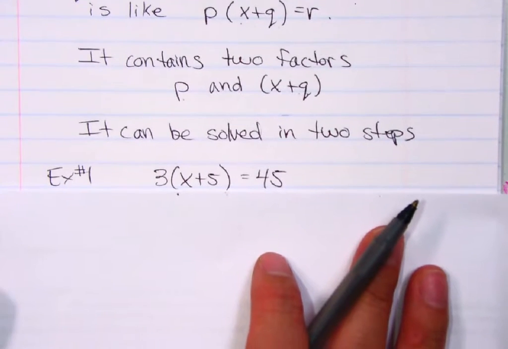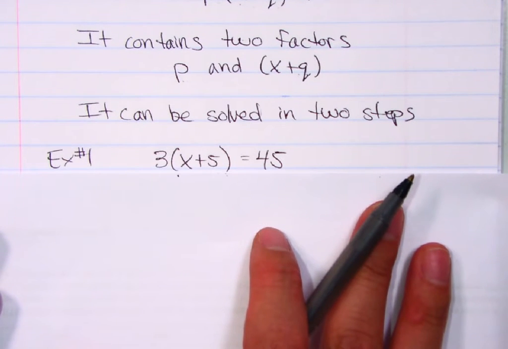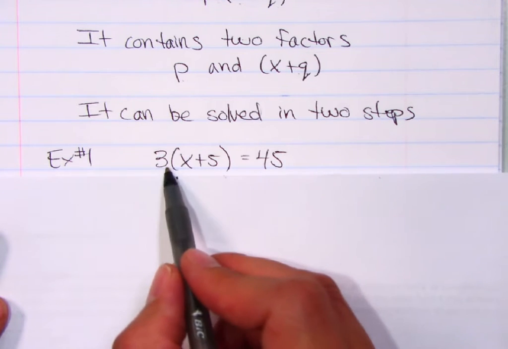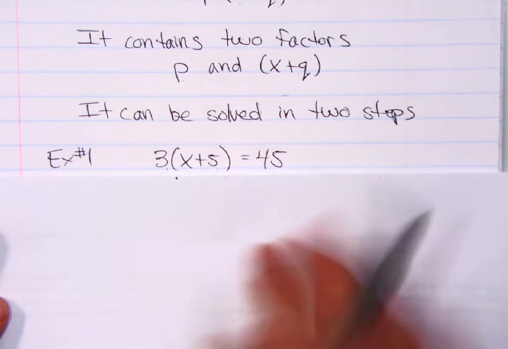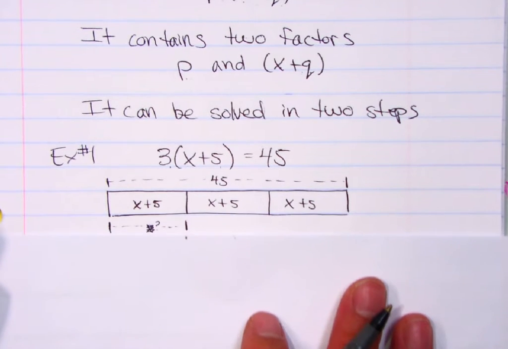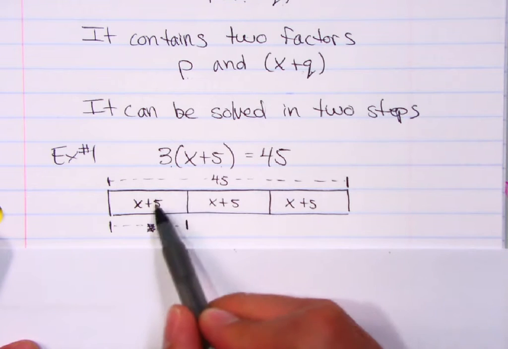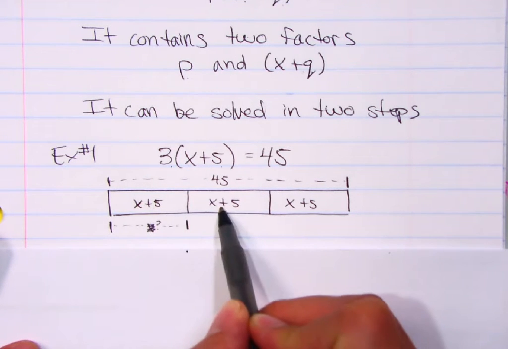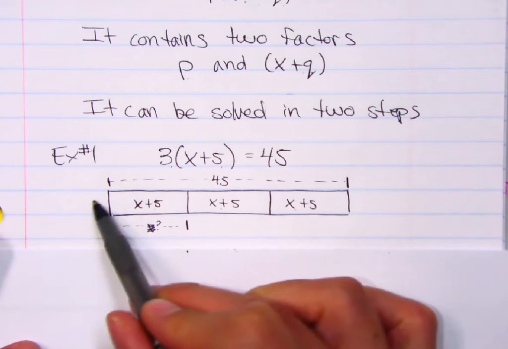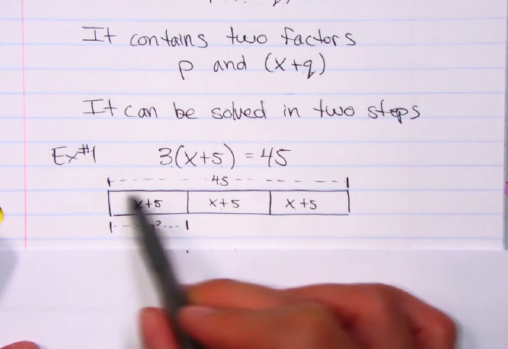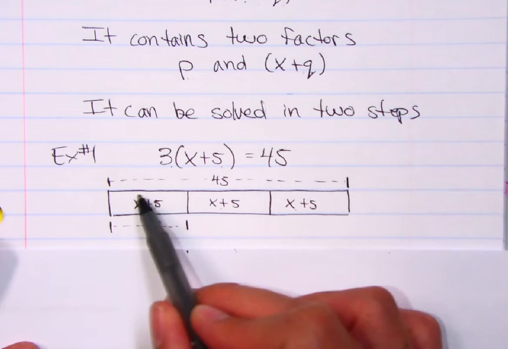Okay, if I take a look at this problem, 3 times x plus 5 equals 45. So really there's two things being multiplied, a 3 and an x plus 5. So let's look at it as a picture. If I take this big rectangle and cut it into 3 pieces, I've got 3 x plus 5s: x plus 5, x plus 5, x plus 5. I know all of that is equal to 45.